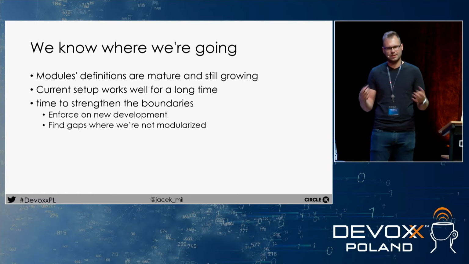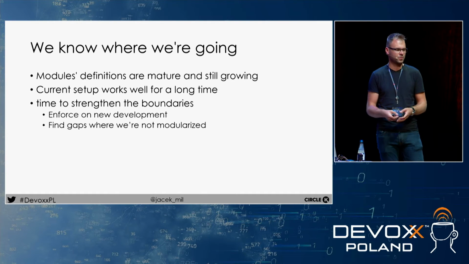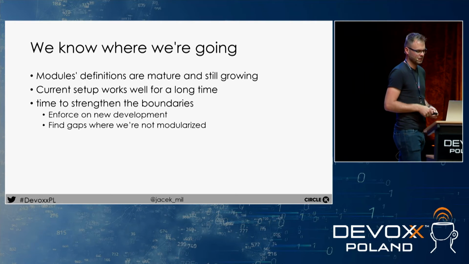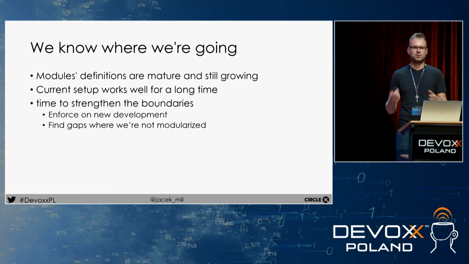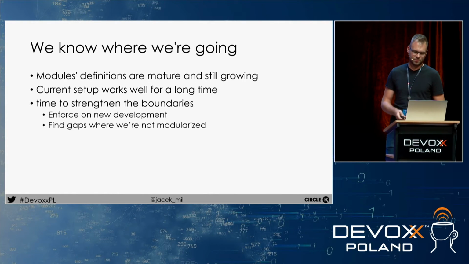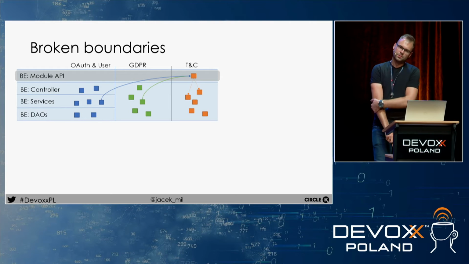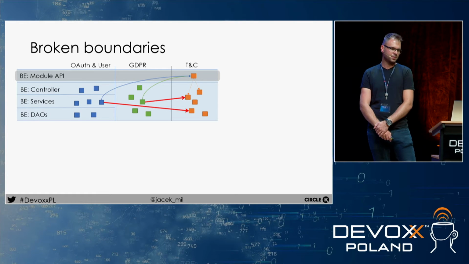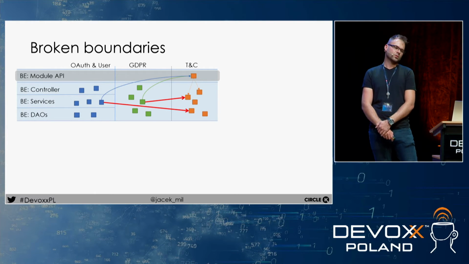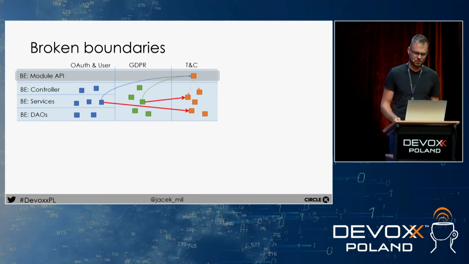So to enforce some rules, those things that we are checking manually on pull requests and on new development, to enforce them automatically. Also to find places where we are not yet modularized, right? Because we didn't have it from day one. We started implementing modularity later, so there are still places where the boundaries are broken. And what does it mean? It means that in some places we are calling the internal implementation details, which is risky because we don't have unit tests for that. So internal implementations might change while the API is being tested and documented in unit tests.